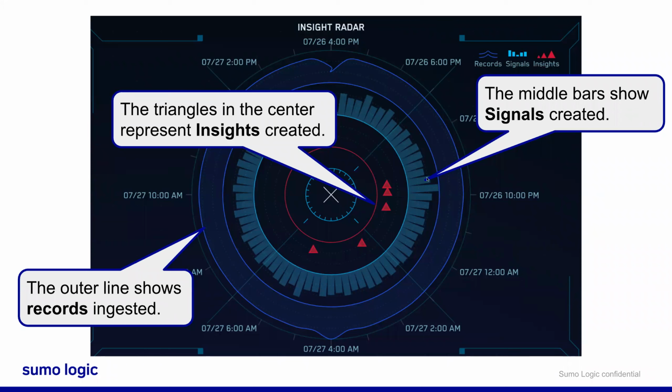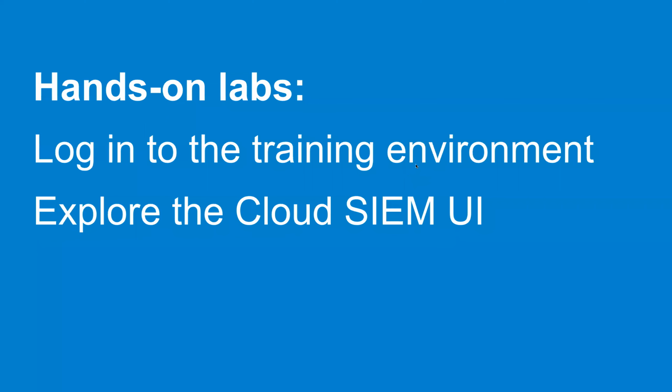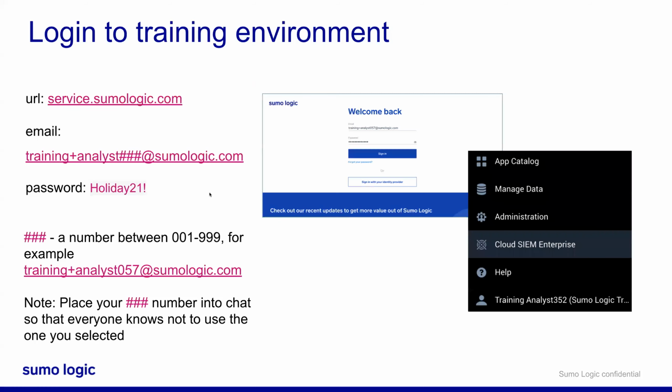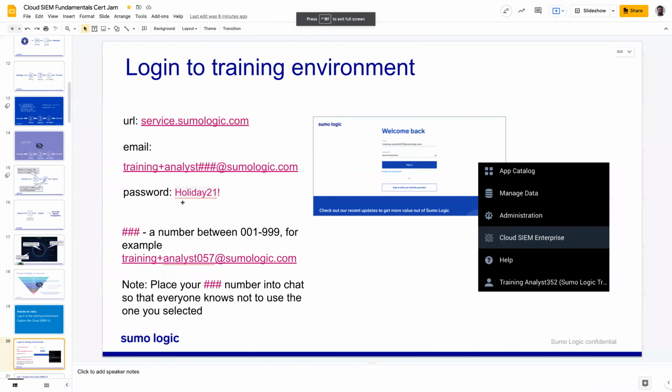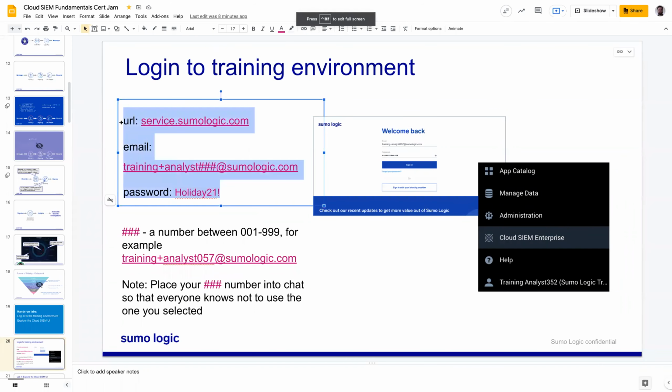All right, let's log into the training environment. We're going to start with those labs. Like we did yesterday, let me set this up for you again. We're going to use the same credential methodology we used last time, and if you didn't join us last time, that's fine as well. We're going to go to service.sumologic.com. That's the URL to log in.